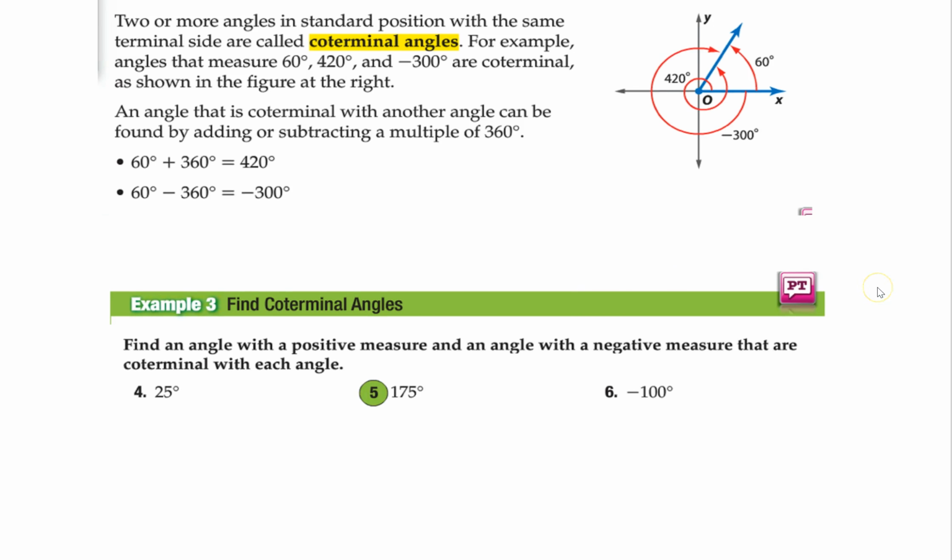So that's what coterminal angles are. Coterminal angles are angles that have the exact same angle measurement from standard position. So like right here, 60 degrees is the exact same thing as saying 420, just go around in a circle first, which is the exact same thing as saying negative 300. Those are all coterminal angles. You're just going around in a circle.